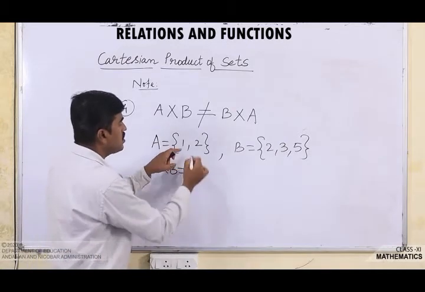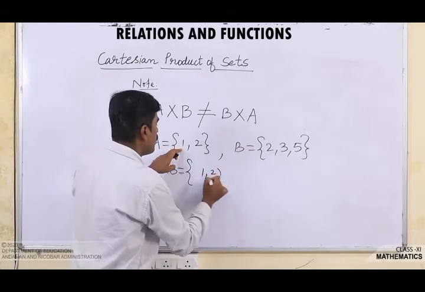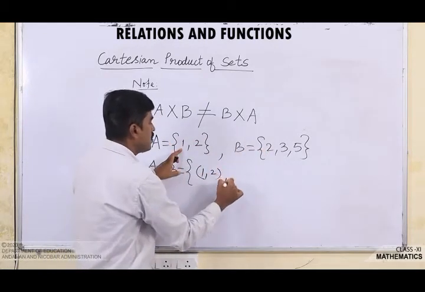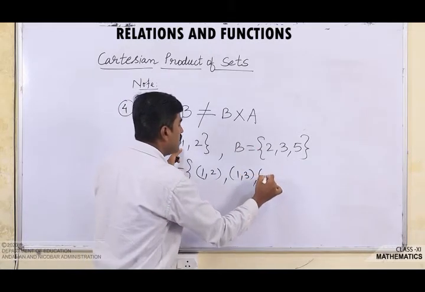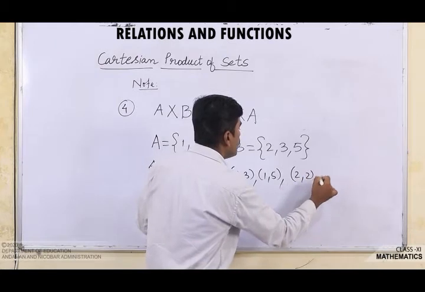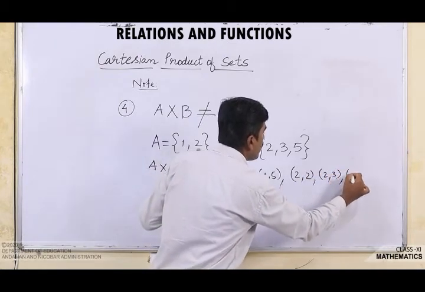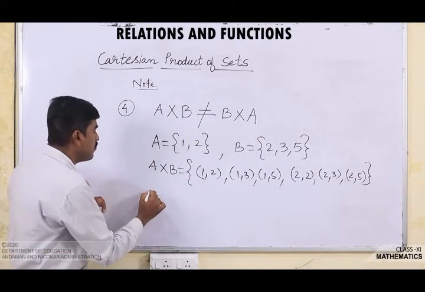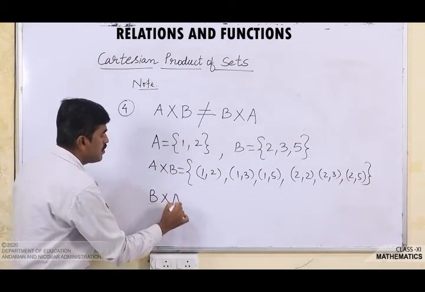A cross B: we have to make ordered pairs from A to B. So (1, 2), then (1, 3), (1, 5), then take 2: (2, 2), (2, 3), (2, 5). Okay. So this is A cross B. Now find B cross A. What is B cross A?